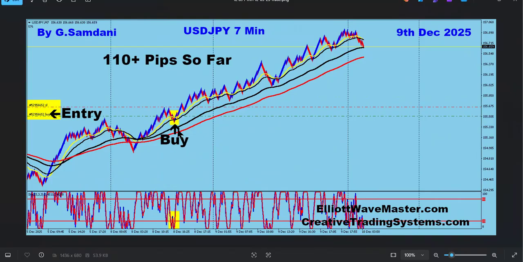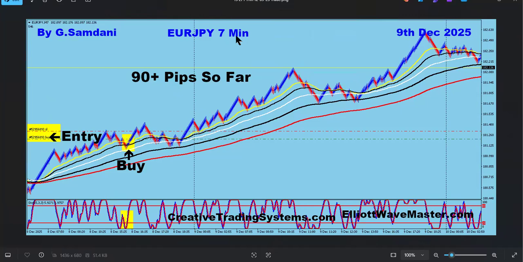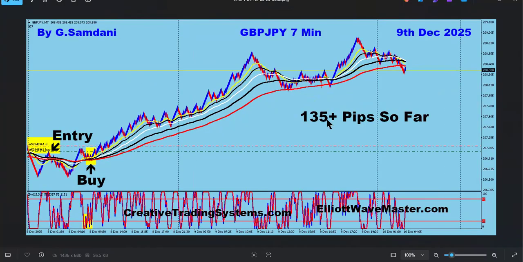USD yen, you can see here on the 9th. I think this is the same one that I just showed you. I just copied it, I think, twice, something like that. And then Euro yen from the 7-minute chart, 90 pip from here all the way going to the upside, right? And this is pound yen. You can see 135 pip from here. I squeezed the chart a little bit so that we can see the whole thing on the screen.